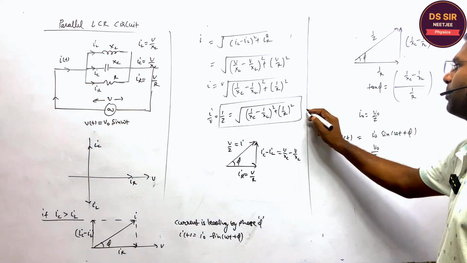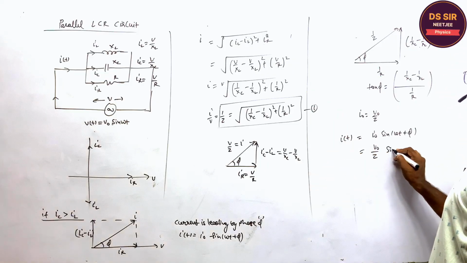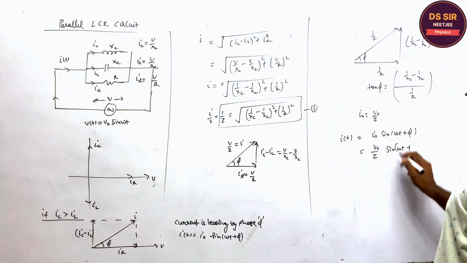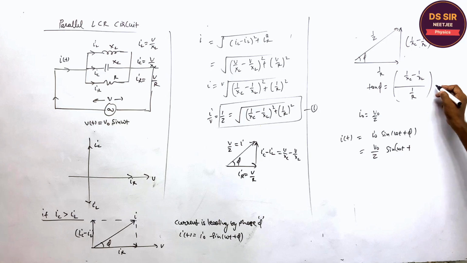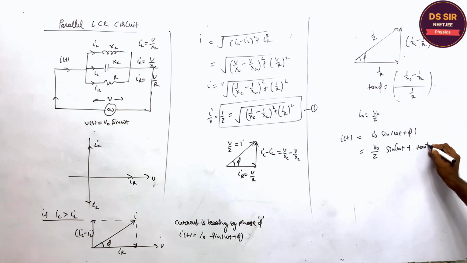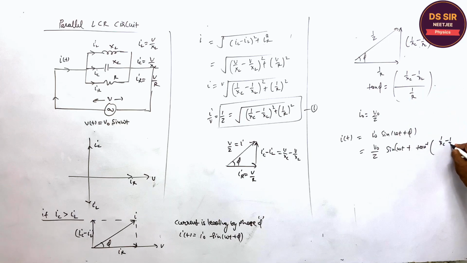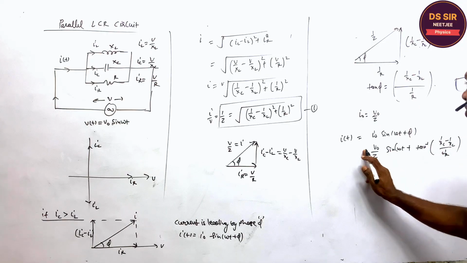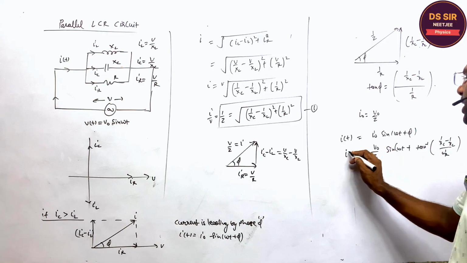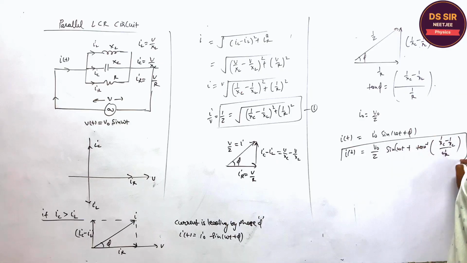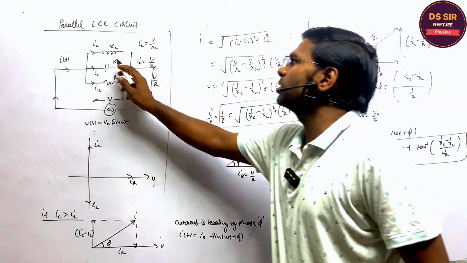The Z value is given by equation number 1, and sine(omega t plus phi). What is the phi value? The phi value is tan inverse of (1 upon XC minus 1 upon XL) upon (1 upon R). Right? I am not writing the value of Z, because it is very lengthy. So in this way you can find the current in the parallel LCR circuit. Copy this.